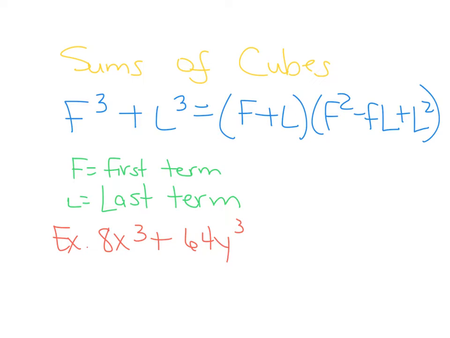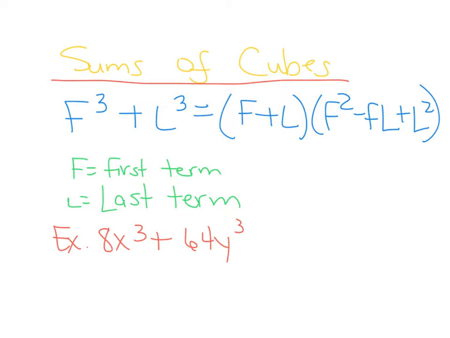Okay, so the first thing that we are going to focus on today is sums of cubes. First of all, it's only going to have two terms if it factors as a sum of cubes. That's the first stipulation. The book says the formula is f cubed plus l cubed factors into f plus l times f squared minus fl plus l squared. Well, to me, that makes no sense unless you know what f and l stand for. F stands for first term, L stands for last term.